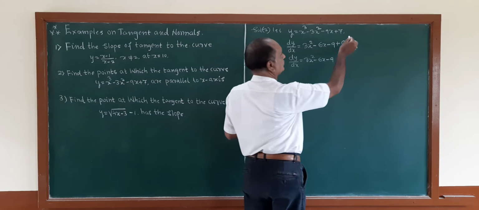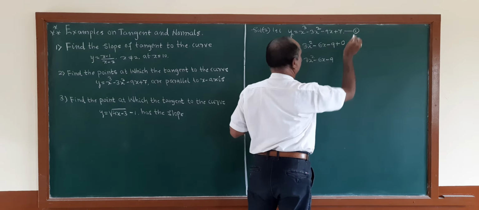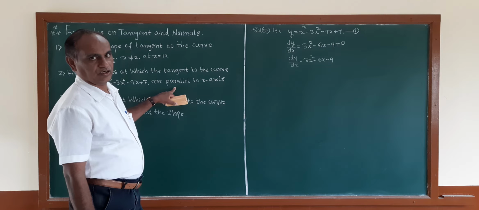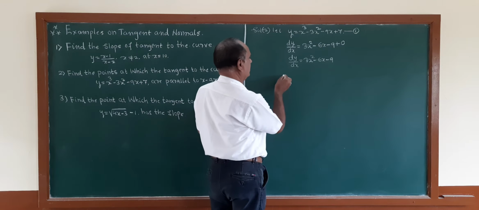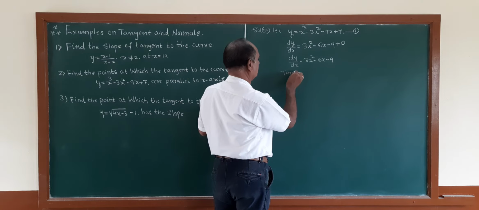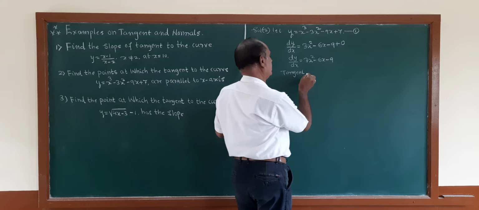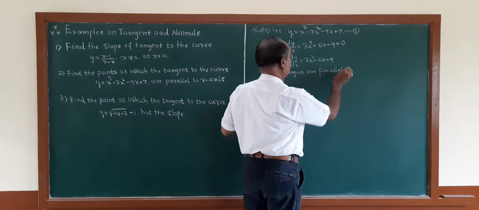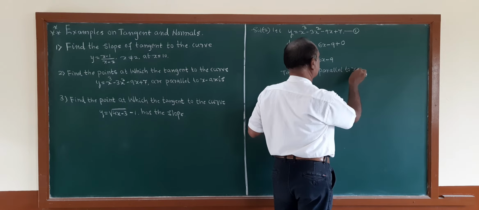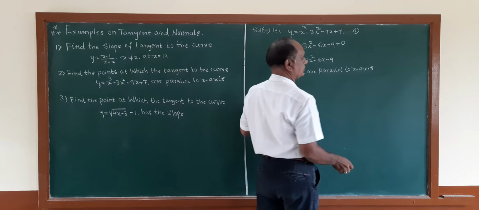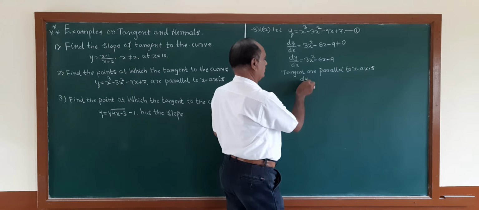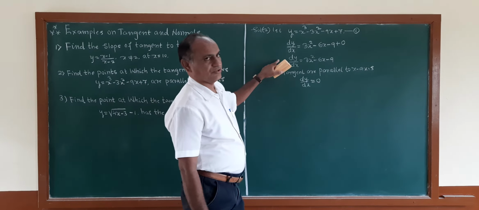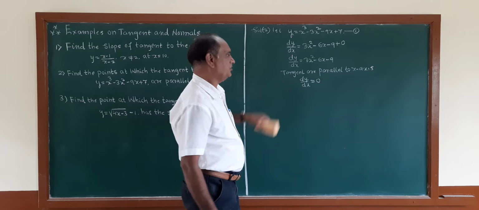So for our equation y, equation number 1, the condition put in is that the tangents are parallel to the x axis. The tangents are parallel to x axis means dy by dx is equal to 0.